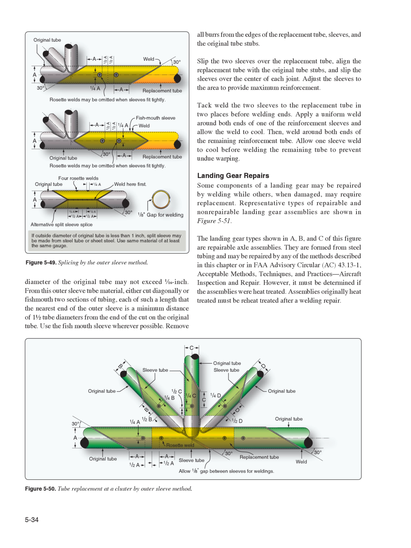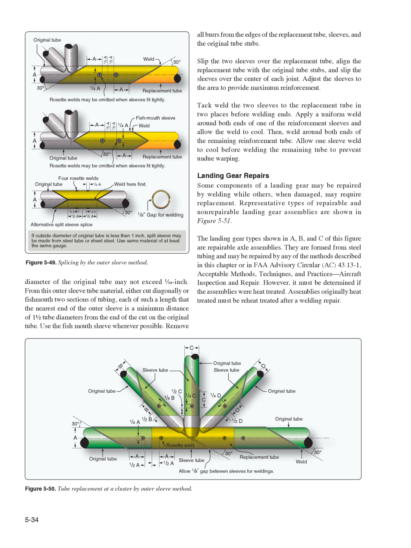Landing gear repairs. Some components of a landing gear may be repaired by welding, while others, when damaged, may require replacement. Representative types of repairable and non-repairable landing gear assemblies are shown in Figure 551. The landing gear types shown in A, B, and C of this figure are repairable axle assemblies. They are formed from steel tubing and may be repaired by any of the methods described in this chapter or in FAA Advisory Circular, AC 43.13-1, Acceptable Methods, Techniques and Practices, Aircraft Inspection and Repair.